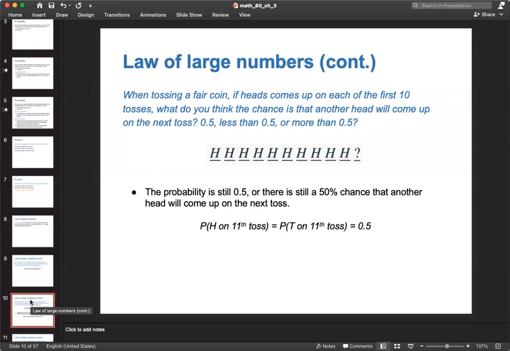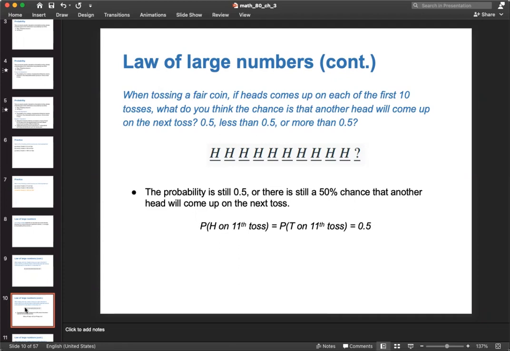Okay, and here's the thing about it: it's still going to be 0.5. The reason being is each toss is independent of the previous one, and subsequent tosses are completely independent of any future or previous tosses. So the probability of getting heads on the 11th toss is the same as the probability of getting tails on the 11th toss, and they're both 0.5. Previous events do not affect the current event. And that makes sense, right? The coin is a fair coin, non-biased, and so this 10 in a row is purely by chance.